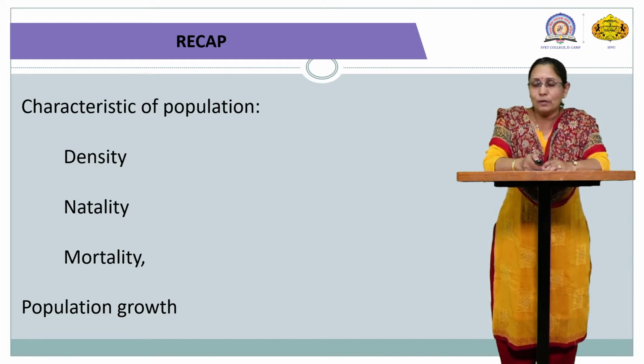So in the characteristics of population, we saw population density, in which one can analyze the population. Then we saw the concept of natality and how it affects the density of the population. Then what is meant by birth rate, and overall how density, natality and mortality affect the population growth. For this we saw logistic growth, and one more type of growth, the exponential growth. All these features we discussed in the last lecture.